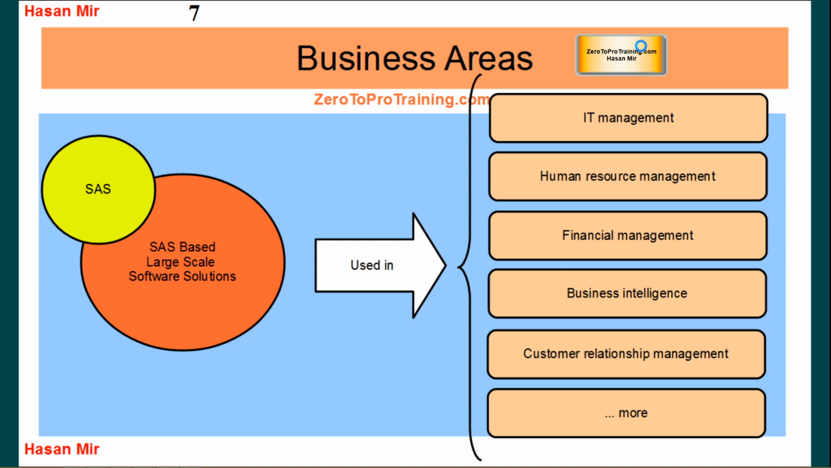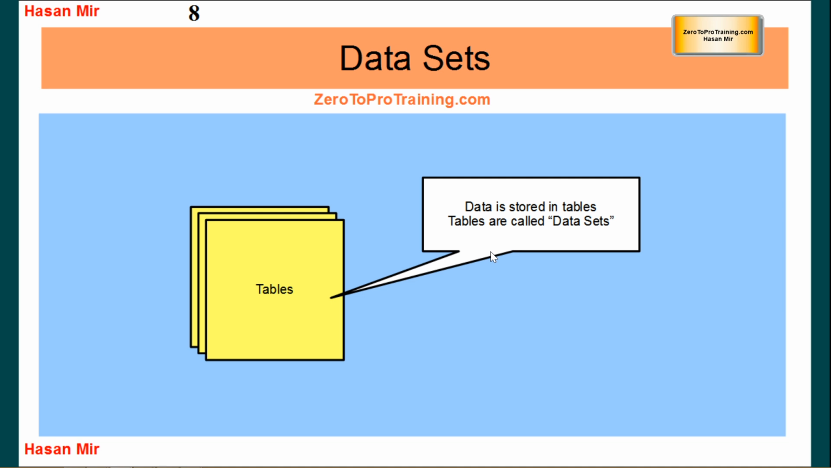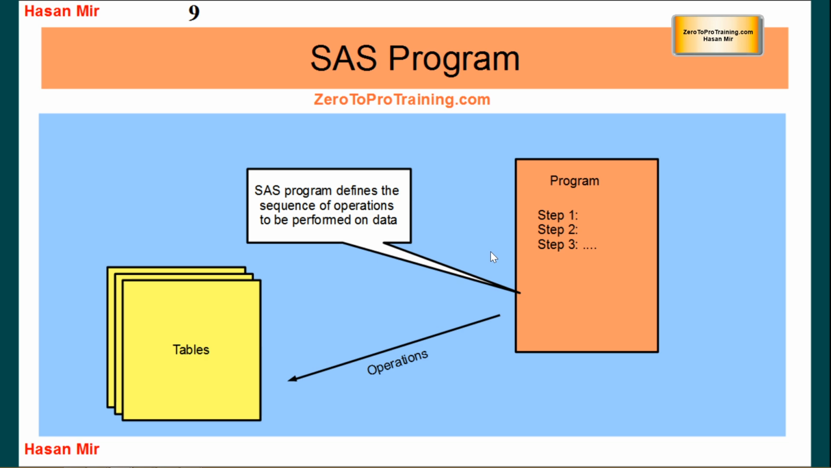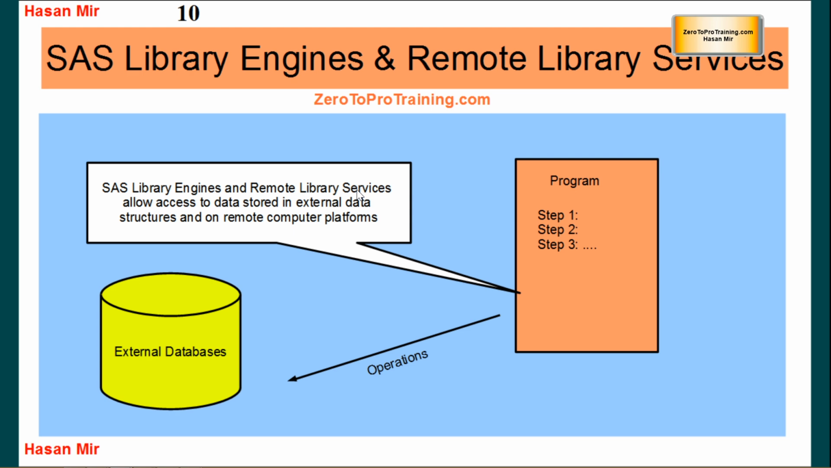So we have a data set, and then we can write programs to process the data set. So data is stored in tables. So the term used for tables in SAS world is data sets. And then we can write programs to manipulate the data and to perform operations on the data. Keep in mind, SAS can also access data in external databases through libraries.